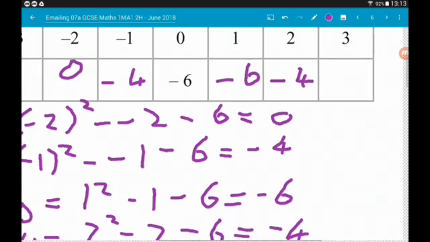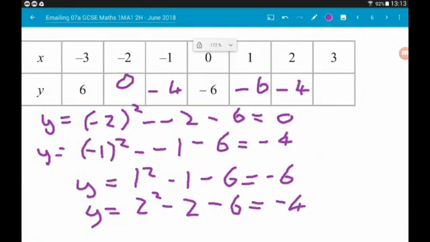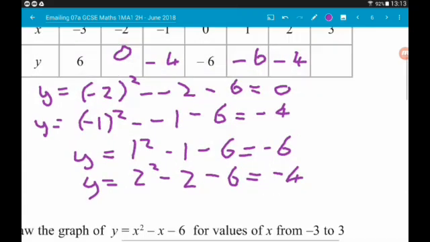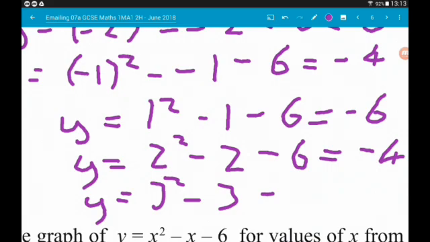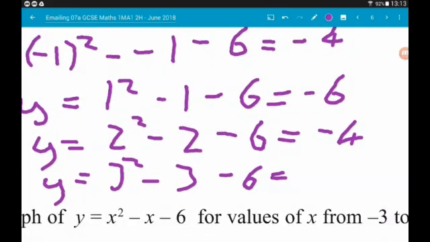And then when x is 3, y is 3 squared minus 3 minus 6, which is 9 minus 9, which gives us 0.